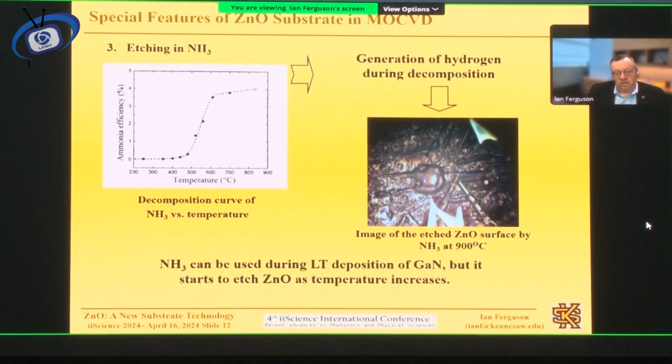And what we're interested in is really what's the quality of that top layer before we grow the gallium nitride on top of the layer.